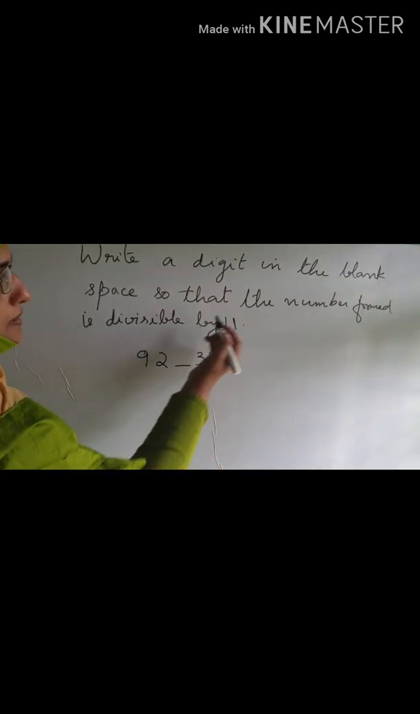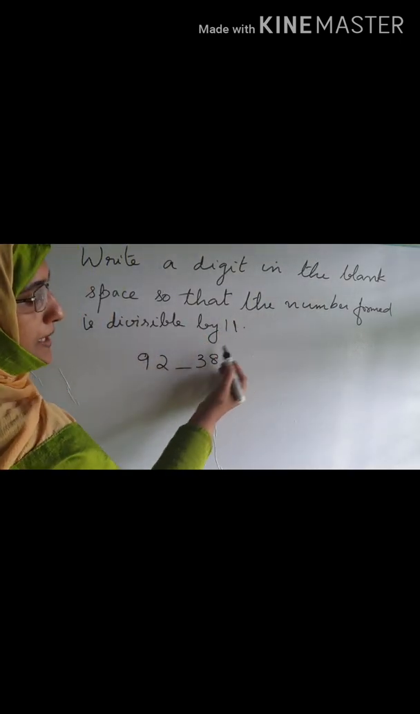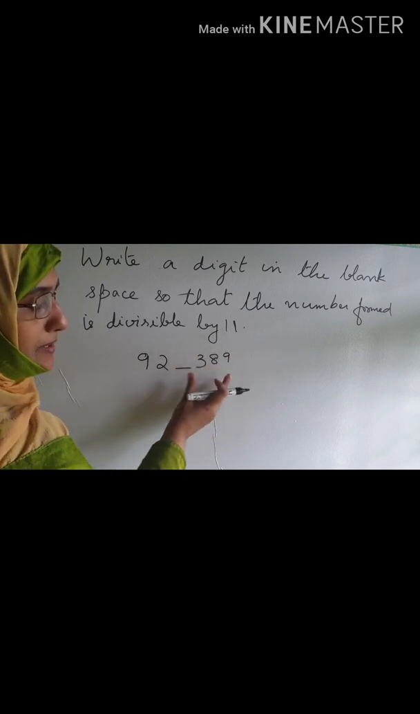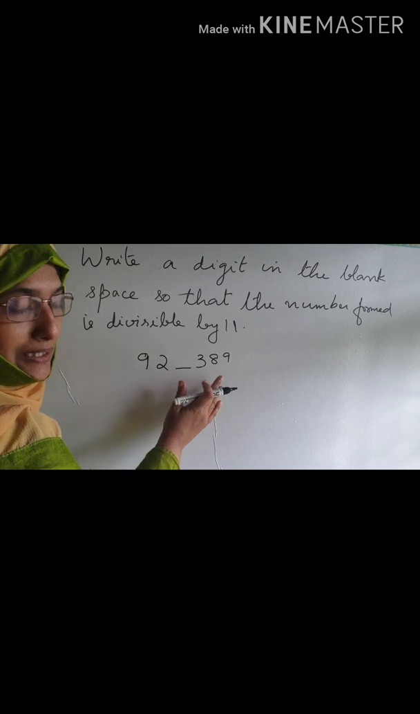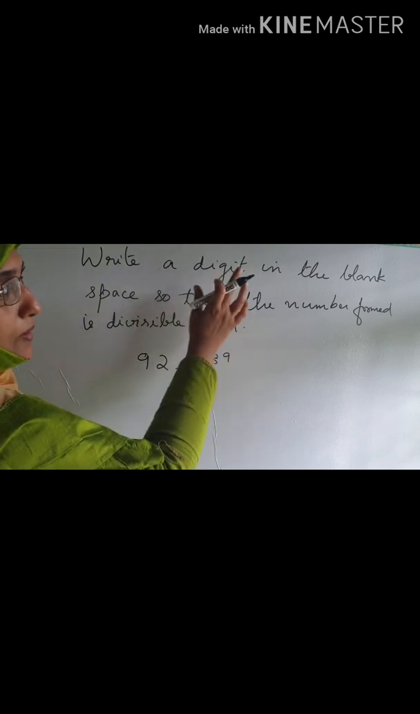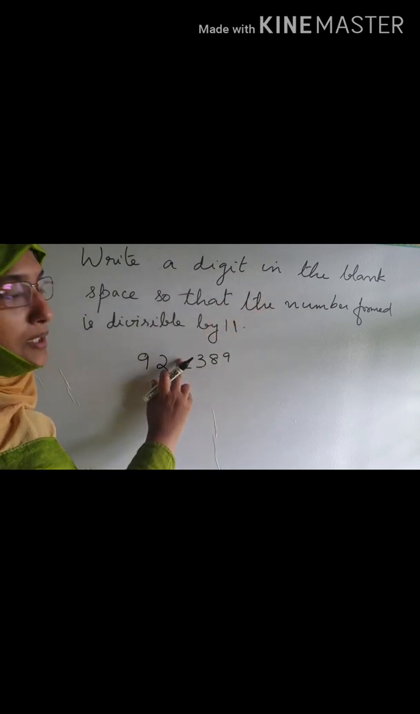Now see the next one. Write a digit in the blank space so that the number formed is divisible by 11. See, it's a divisibility of 11. Here also the method is different. The divisibility of 3 was very easy, isn't it? You can add all the numbers and find out. Here you have to find only one digit, not the smallest and greatest. Only one digit which I have to write here.